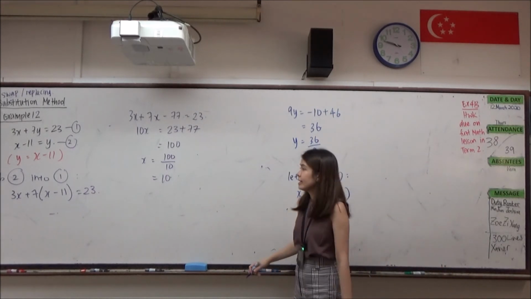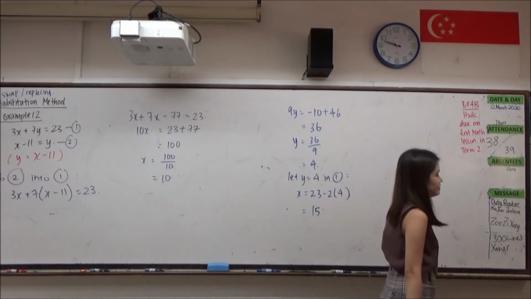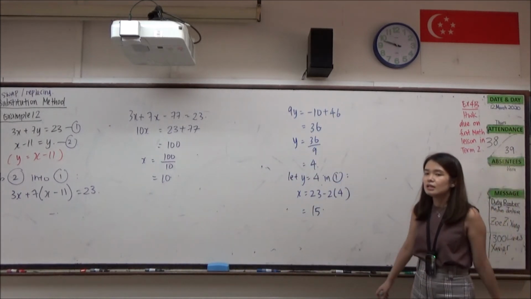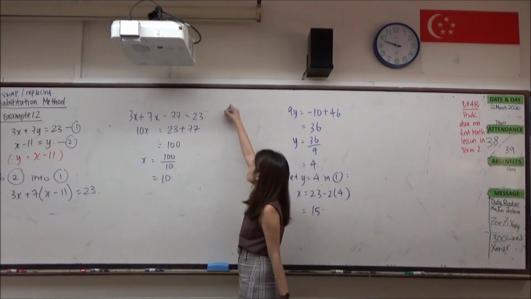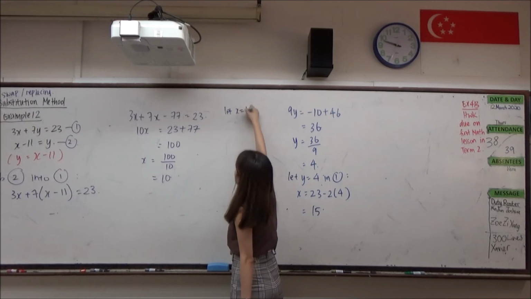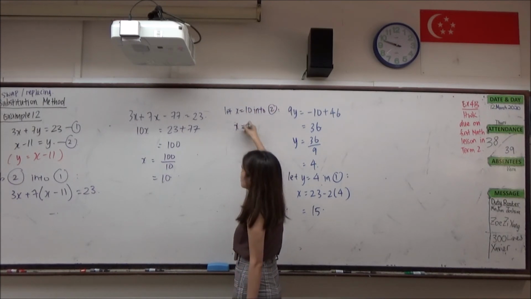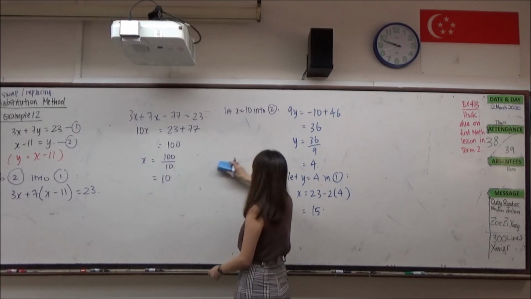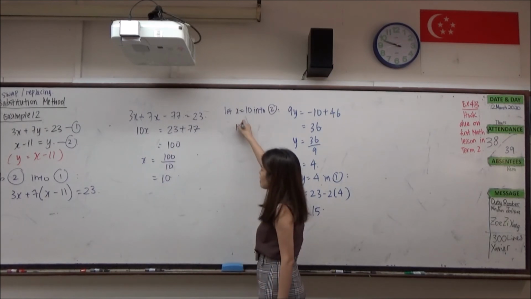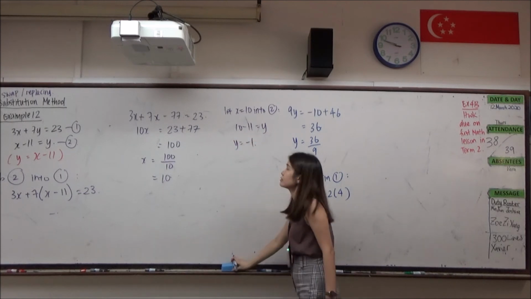Then now we will let x equals 10 into what? Valerie, try again. Let x equals 10 into what? 2. Very good. So 10 minus 11 equals y. That means y equals negative 1.